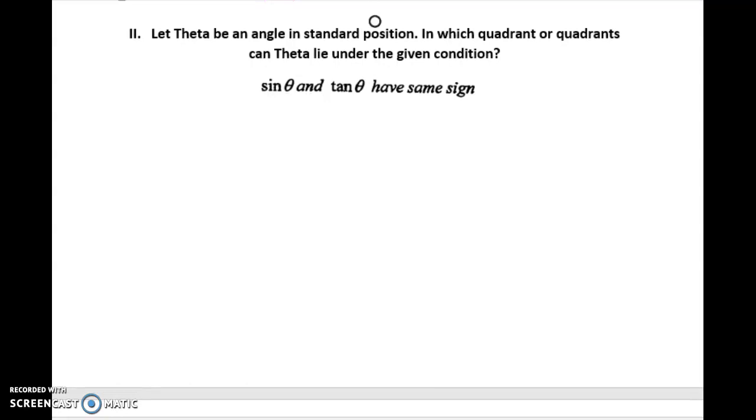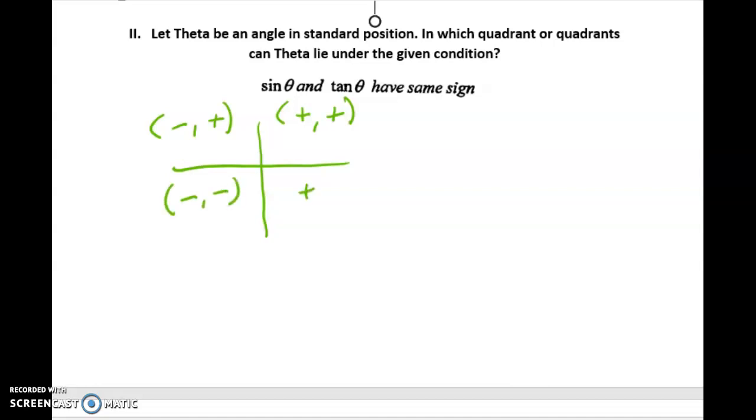All right, let's move on to part 2. It says, let theta be an angle in standard position. In which quadrant or quadrants can theta lie under the given condition? All right, we are going to write down the coordinates values. We know that in quadrant 1, cosine's positive and sine is positive. In quadrant 2, cosine is negative and sine is positive. Quadrant 3, they're both negative. And in quadrant 4, cosine's positive, sine is negative.